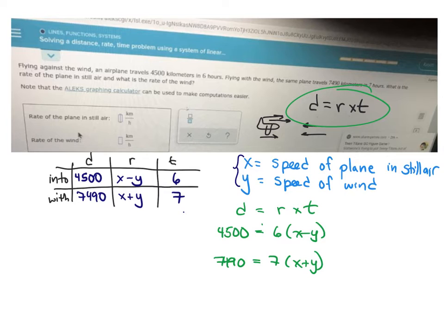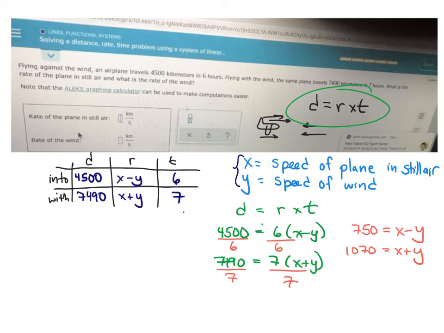Now, one thing you can do is distribute right now and solve the system of equations, but there's a trick in ALEKS problems like this. It's pretty common. I'm going to divide both sides of the first equation by 6, and both sides of this equation by 7. Almost all the time, this will work out to be a nice number and it'll make my equations much easier. So 4,500 divided by 6 is 750 equals x minus y. And 7,490 divided by 7 is 1,070 equals x plus y.